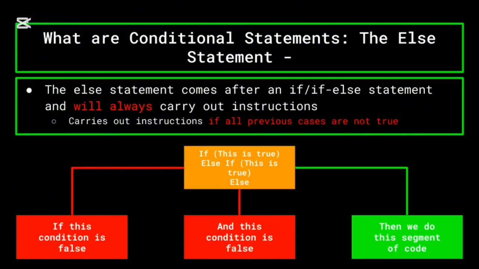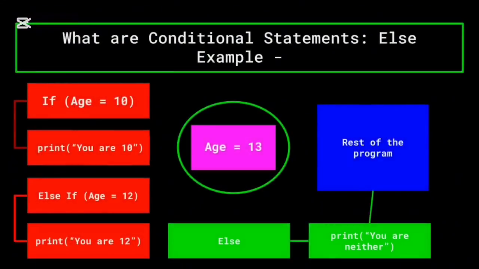If we went back to our previous program, we could add an else statement, which would only have the code in its brackets run if the age variable wasn't 10 or 12. This will catch all cases of the program that didn't fit into our parameters. It's good practice to always have an else statement at the end of your conditional statements to catch any weird cases that may come up in your program.